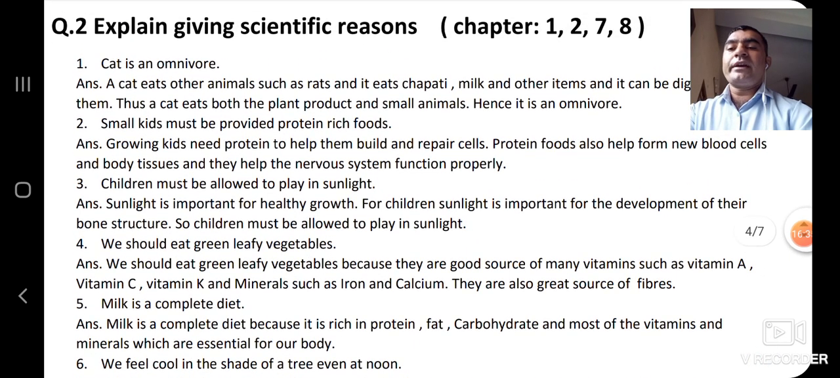Now the next question we have is, we feel cool in the shade of a tree even at noon. See, a tree gives us shade, and when we stand in our room also it gives us shade, right? But in our room it does not give coolness, but if we stand under a tree it gives coolness. Why? Because in a tree, leaves lose water in the form of water vapor. This is the main reason.